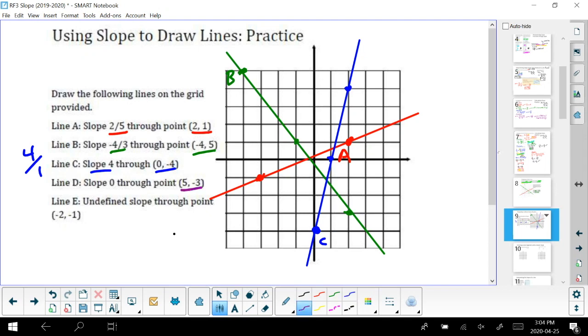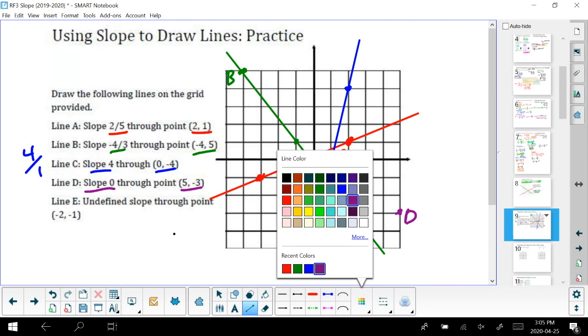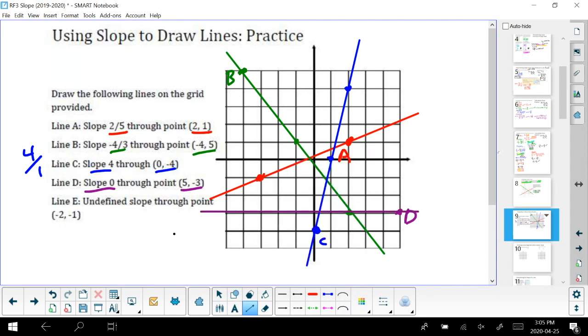Line D has us starting off at (5, -3). And now we have a slope of 0. So this slope of 0 really just means that we're going to have a horizontal line. So this horizontal line is really just going to move across that grid line like so. So we have our line D moving through that point.